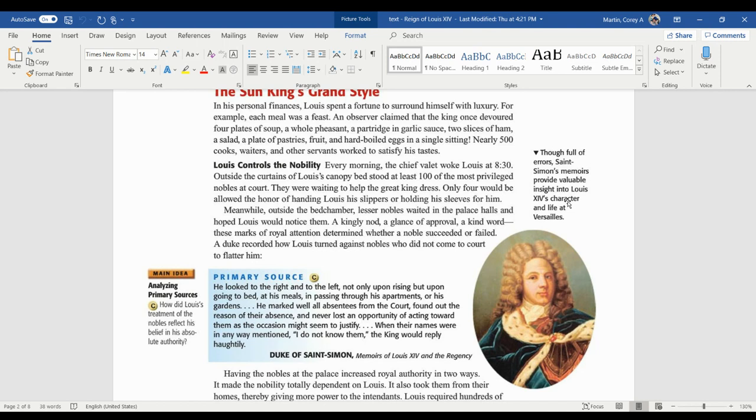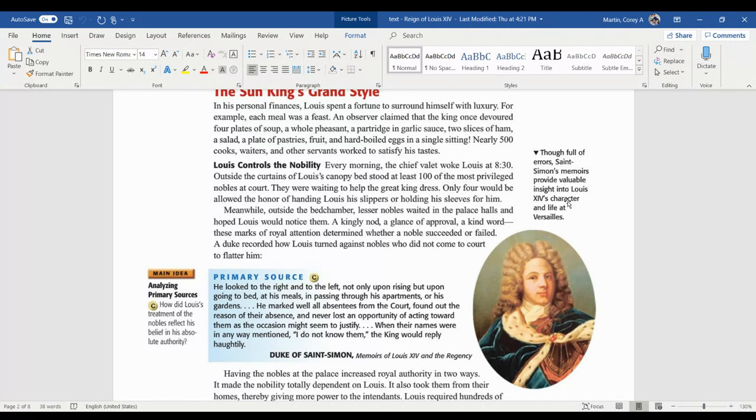Louis controls the nobility. Every morning, the chief valet woke Louis at 8:30. Outside the curtains of Louis's canopy bed stood at least 100 of the most privileged nobles at court. They were waiting to help the great king dress. Only 4 would be allowed the honor of handing Louis his slippers or holding his sleeves for him.